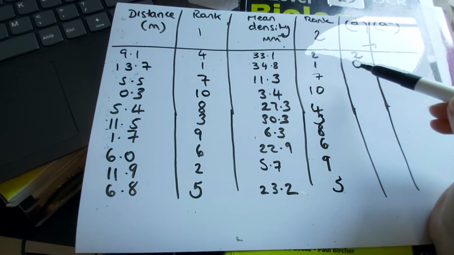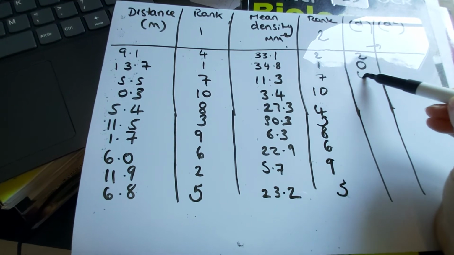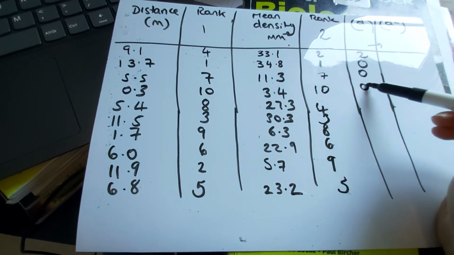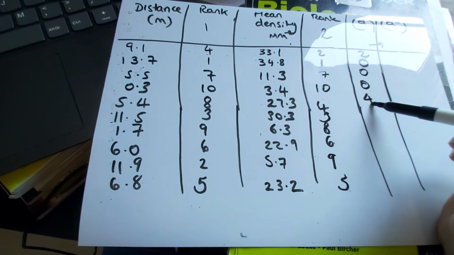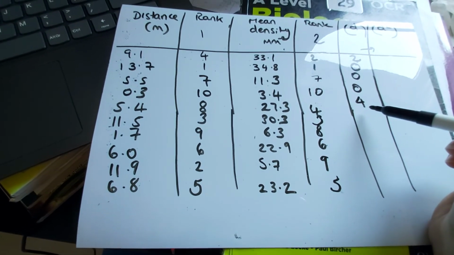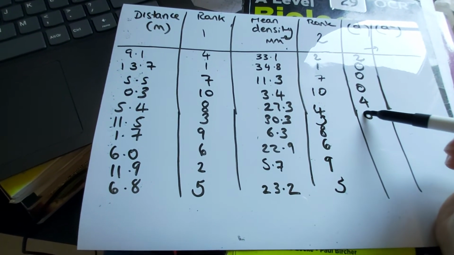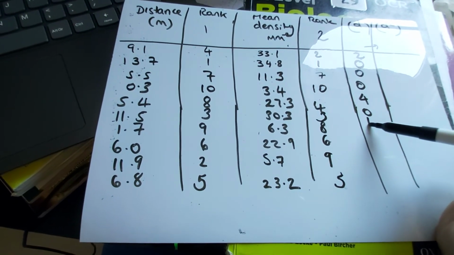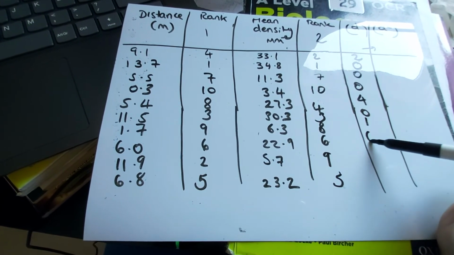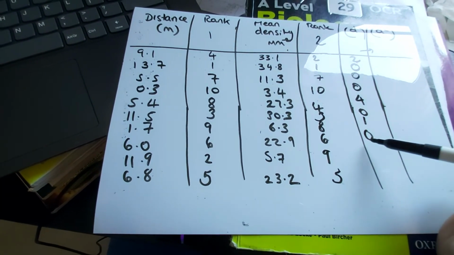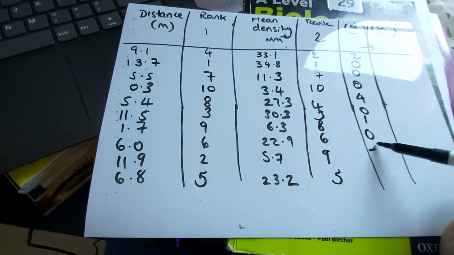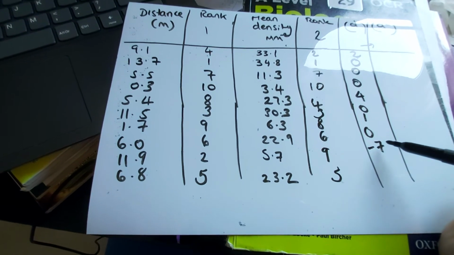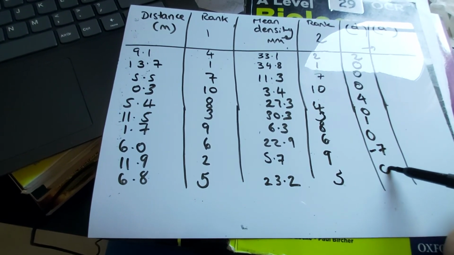So we have got 7 minus 7, again that's 0. 10 minus 10, which is 0. 8 minus 4, which is 4. Then we've got 3 minus 3, which is 0. We've got 9 minus 8, which is 1. We've got 6 minus 6, which is 0. We've got 2 minus 9, which is minus 7, and there should be the minus in there. We've got 5 minus 5, which is 0.